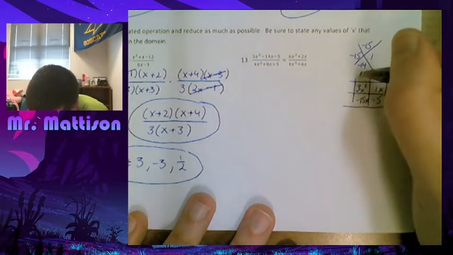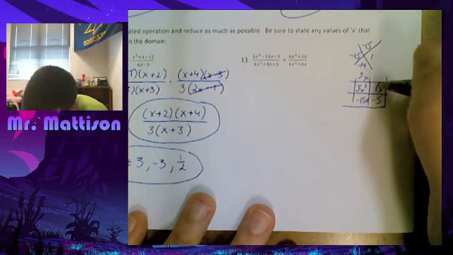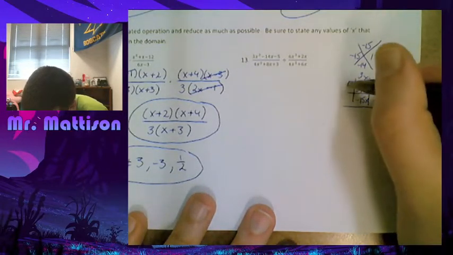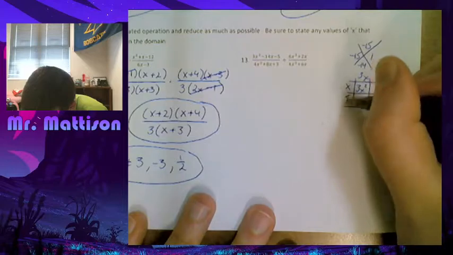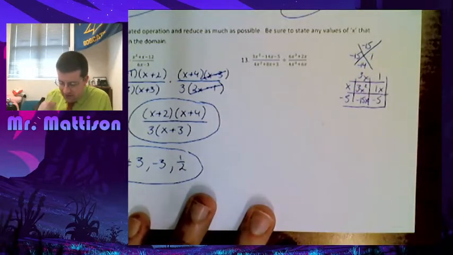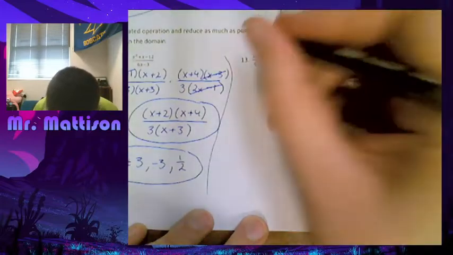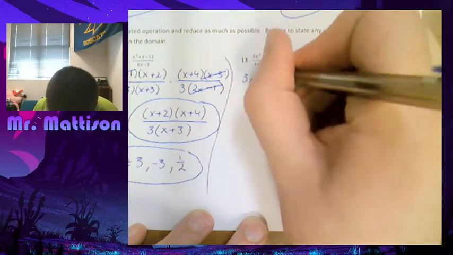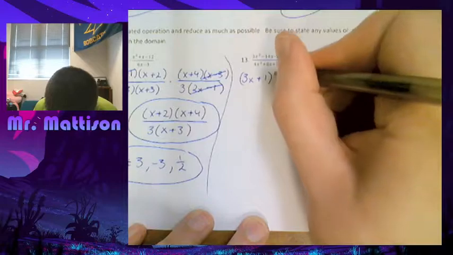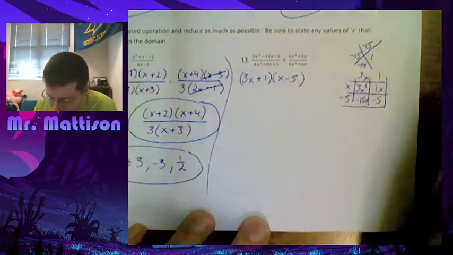So I can pull out a 3x here. I can pull out nothing but a 1. Here I can pull out an x, and here I can pull out a 5, but it needs to be negative. So that top left there, I'll draw this so it's separate, is going to be (3x + 1)(x - 5), right?